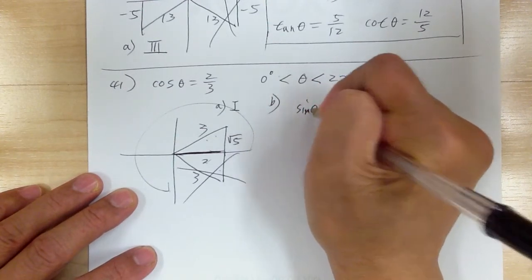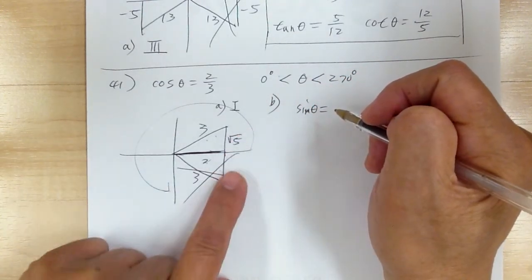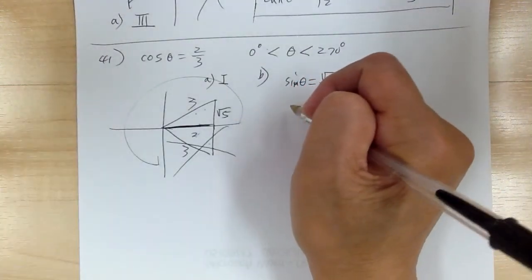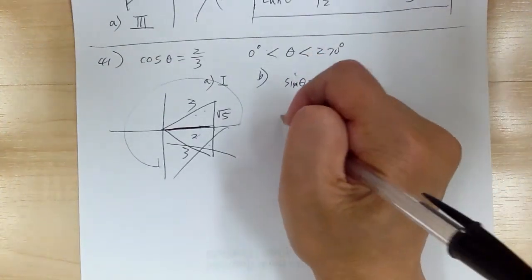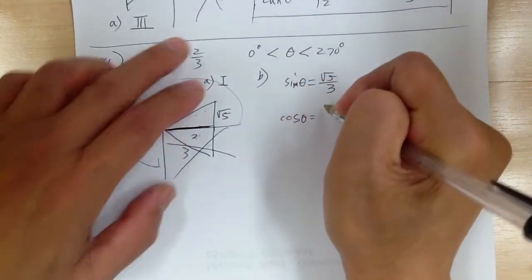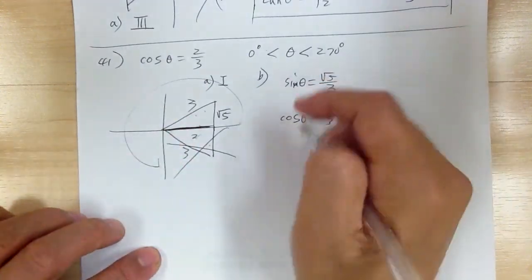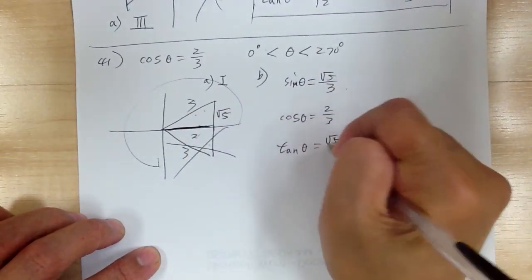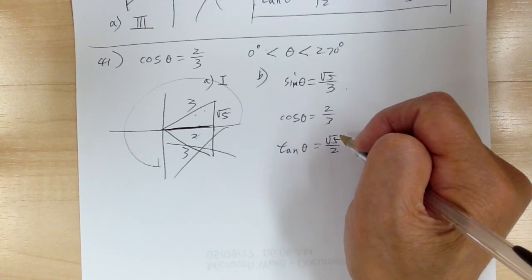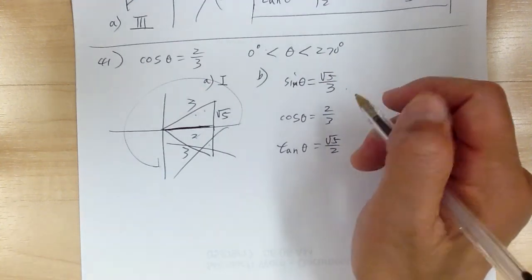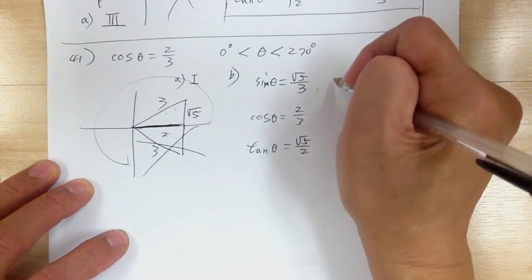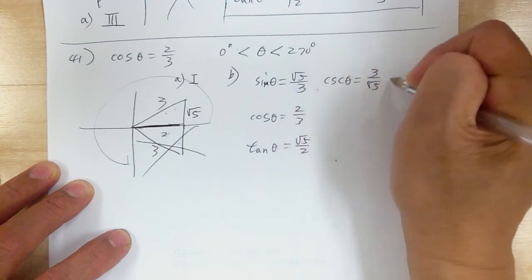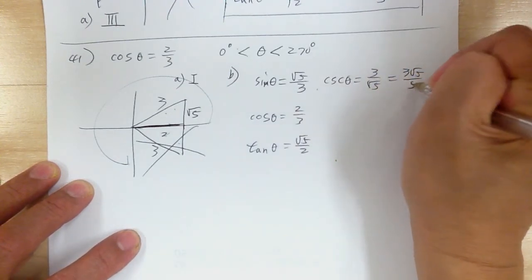So sine theta, sine is vertical over hypotenuse, so it would be square root of 5 over 3. Okay. And then cosine theta is given as 2 over 3, or you can look over here, it's 2 over 3. Tangent theta is sine over cosine, so it would be square root of 5 over 2. Okay. And then after that, the other 3 will be just flip upside down. So cosecant theta equal to 3 over square root of 5 equal to 3 square root of 5 over 5.